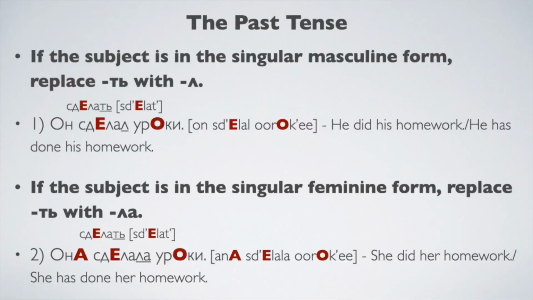If you remember from lesson 51, we need to remove the t from the infinitive or dictionary form of a perfective or imperfective verb and replace it with l. After that, we need to adjust the ending to agree with the gender and number of the subject. If the subject is in the singular masculine form, we replace t with l. For example, number 1. Он сделал уроки. If the subject is in the singular feminine form, we replace t with la. Number 2. Она сделала уроки.